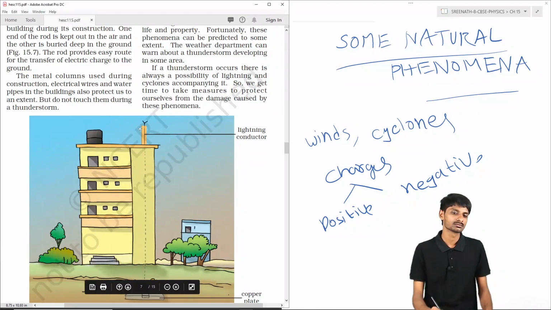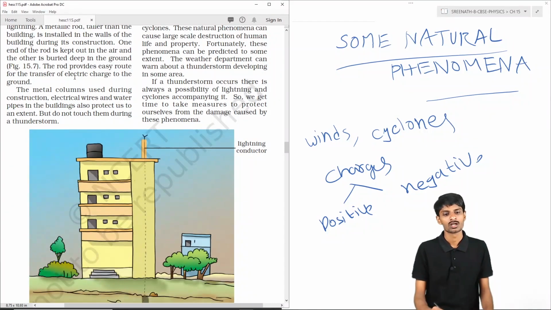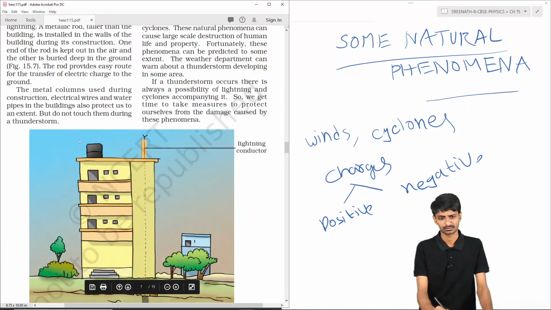One end is in the open air and another end is in the ground. The rod provides an easy route for the transfer of electric charge to the ground, so that even if it touches, it will go deep into the ground, students.